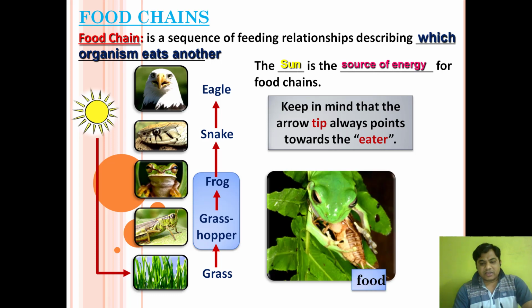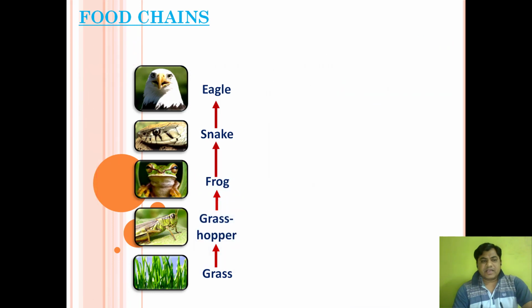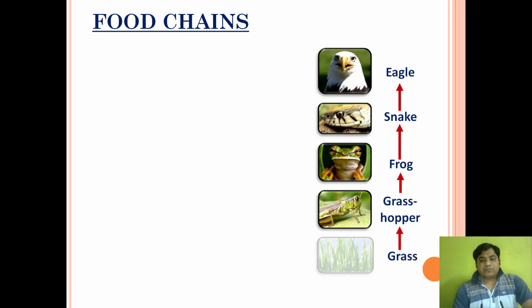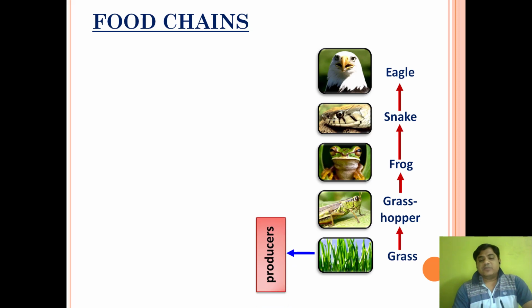See here, you can see the cockroach is eaten by the frog, and the cockroach is itself a food, and the frog is an eater, in the food chain.